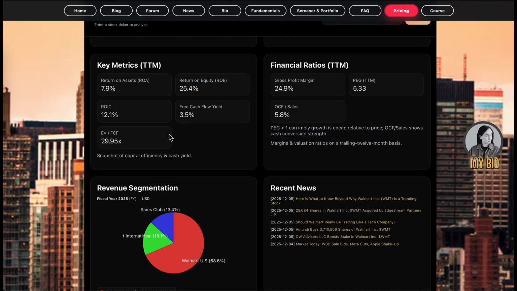So in case of Walmart, the ratio is 29.95. And to tell if it's good or bad, we need to compare it to the closest peers. Maybe it is normal for this sector. Maybe it's normal for the consumer defensive sector, and we'll see it when we'll be analyzing it further. Now let's go to financial ratios.